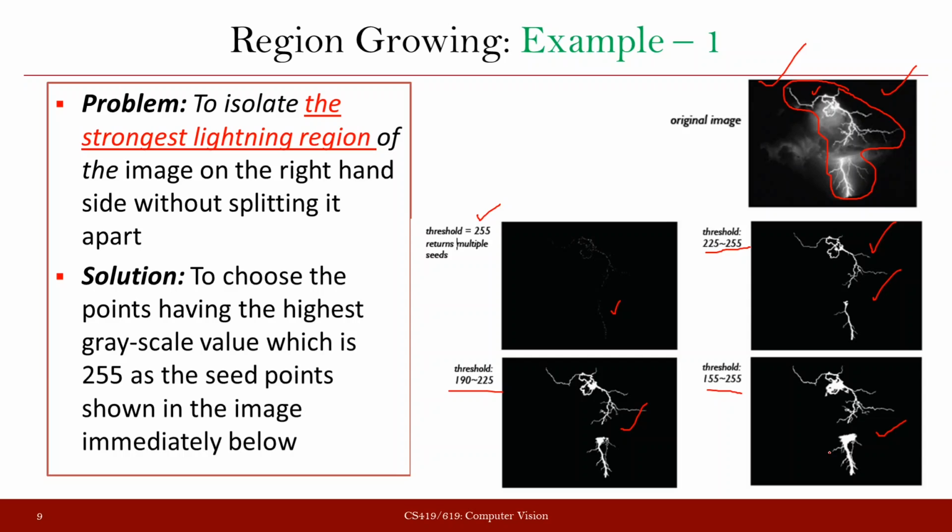Now the question comes: what should be the seed point? As you know, in the lightning part, you will have very bright pixels. Since this is a grayscale image where the highest intensity is 255, we can say that all the 255 values which you have in this area can serve as seed points. So in some sense, you can say that the first image that you see here is an image which is showing all the possible seed points.